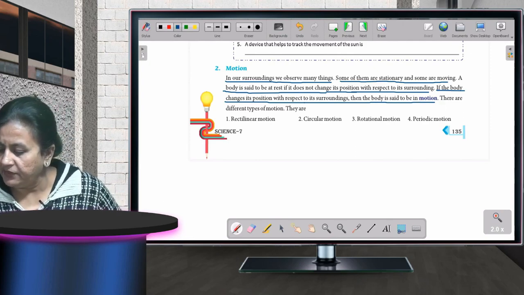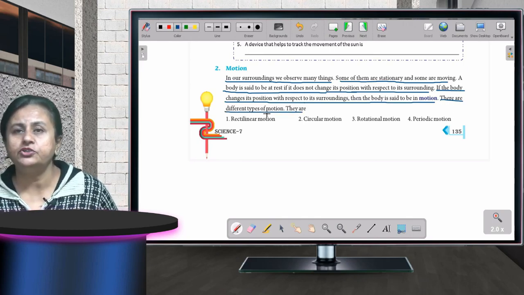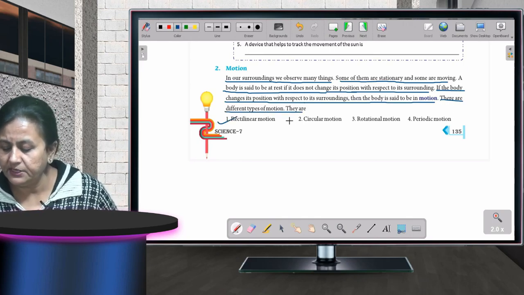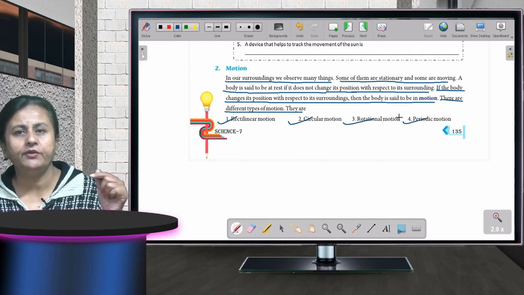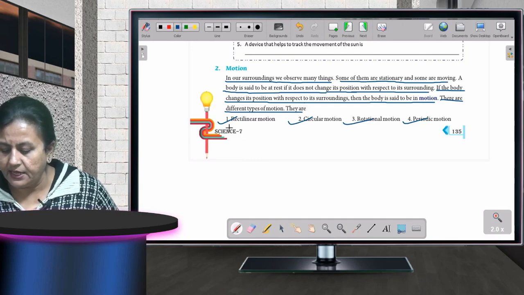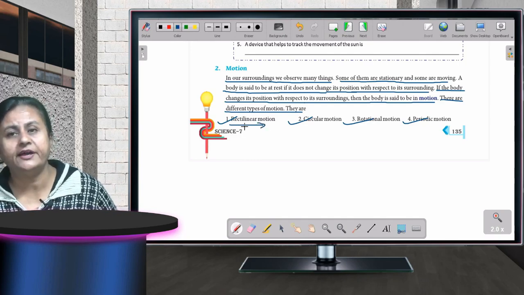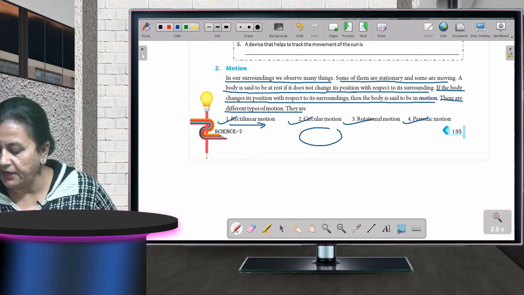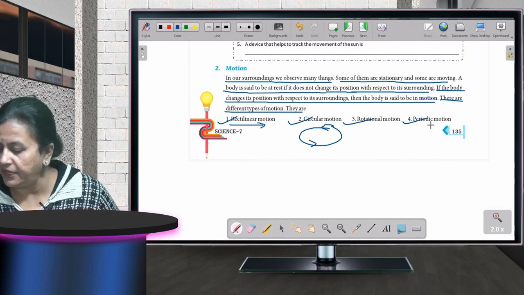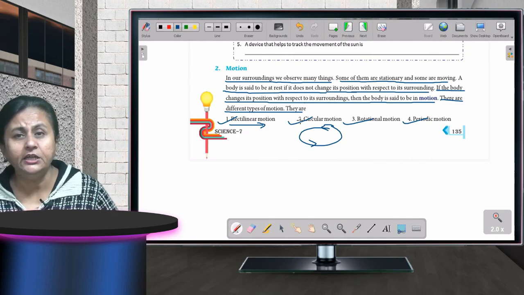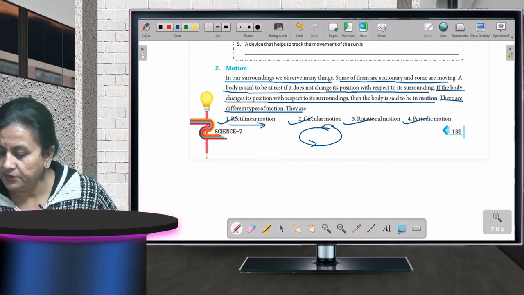There are different types of motion now. First is rectilinear, circular, rotational and periodic. Rectilinear means I am moving in one straight line. Circular, like I am moving in a circle. Rotational, if I am rotating like the earth rotates, its movement is rotating. Then periodic motion, at equal intervals of time. I'll explain this to you.